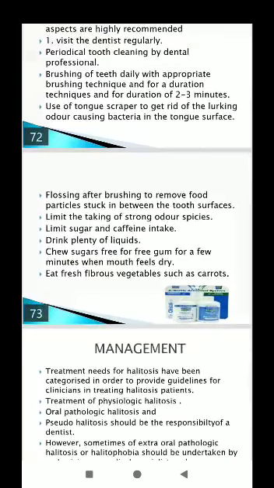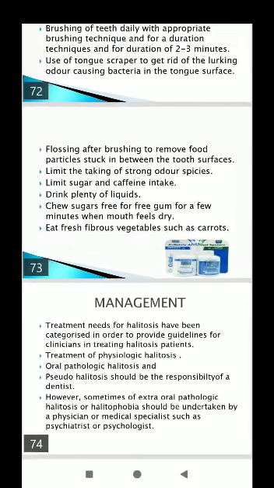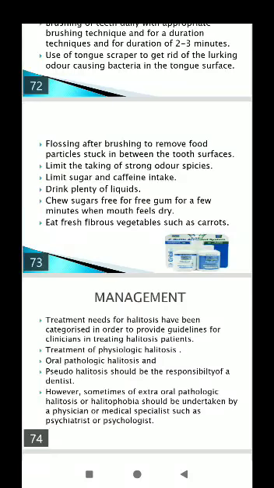Limit the taking of strong odor spices. Limit sugar and caffeine intake. Drink plenty of liquids. Chew sugar-free gums for a few minutes when your mouth is feeling dry. Eat fresh fibrous vegetables such as carrots.